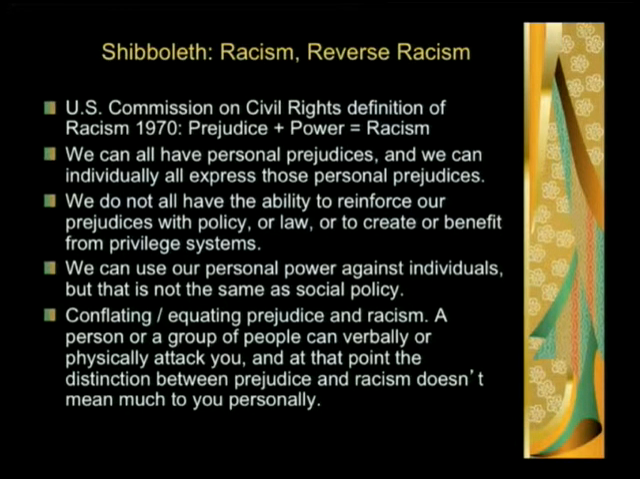So conflating, that is mixing together or equating prejudice and racism, that's inaccurate. It's common practice, but it's inaccurate. A person or a group of people can verbally or physically attack you, and at that point, the distinction between prejudice and racism doesn't mean much to you personally, but it does not constitute social policy. And that's what racism is: a social policy reinforced by laws.